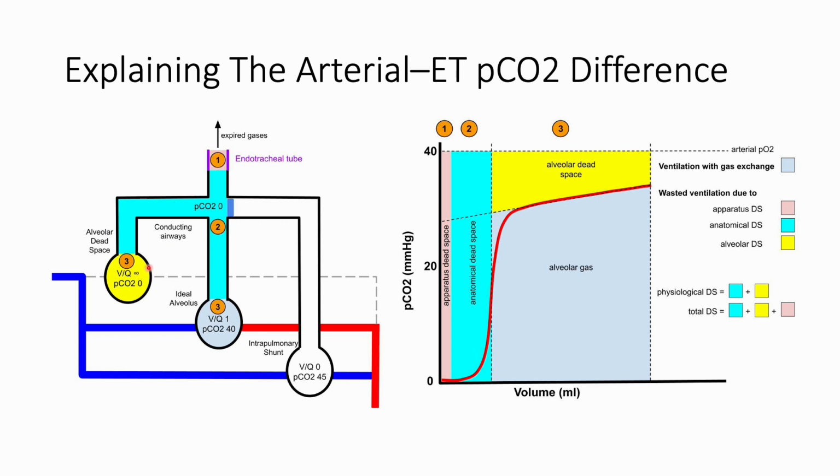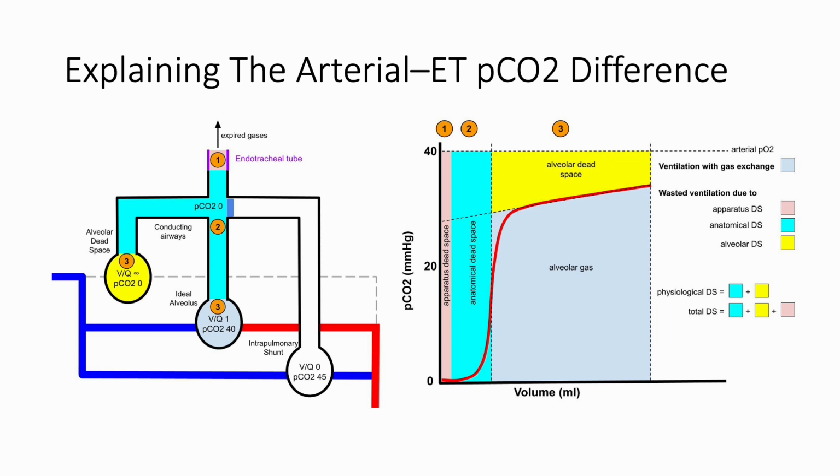But if there is any alveolar dead space present, because this gas does not contain any CO2, when it mixes together with the alveolar gas, it's going to dilute the CO2 concentration and lower the value in phase 3. So the more alveolar dead space there is, the lower that value is going to be, and the greater the arterial to end tidal CO2 difference. And this is why we say that the arterial to end tidal CO2 difference gives us an index of how much alveolar dead space is present.